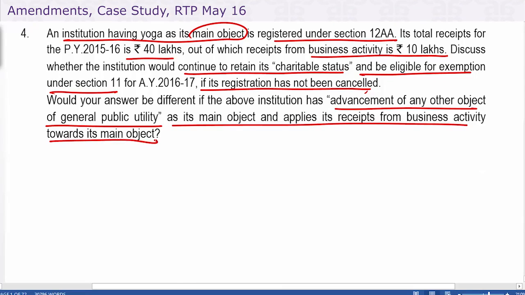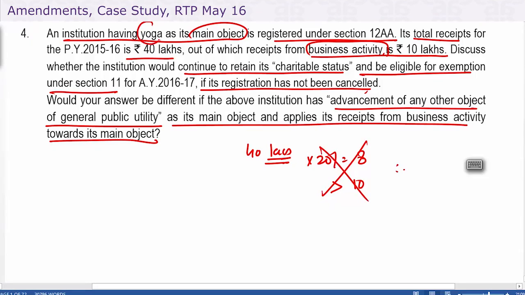Now, what is he trying to ask us? He's just trying to ask you that total receipts are 40 lakhs. The receipts from a business activity, which means fees is charged, etc., is 10 lakhs. So if I look at, 20% is 8. So 10 is more than 8. Therefore, it does not come within the general public utility category. But this is yoga. This condition is not applicable. Therefore, if it's yoga, even if the fees charged is more than 20% of the total receipts, it still remains charitable.